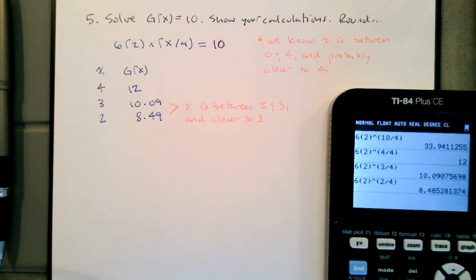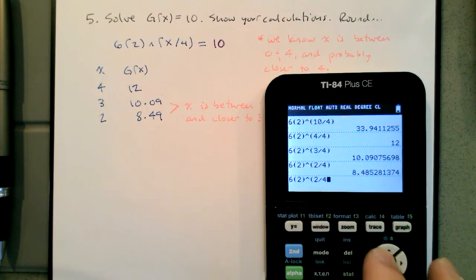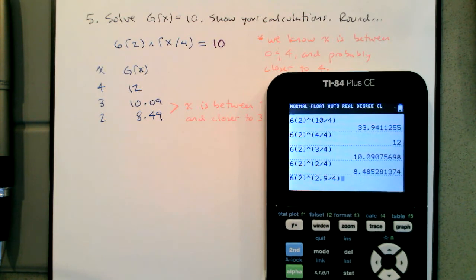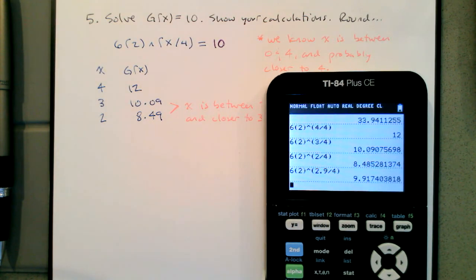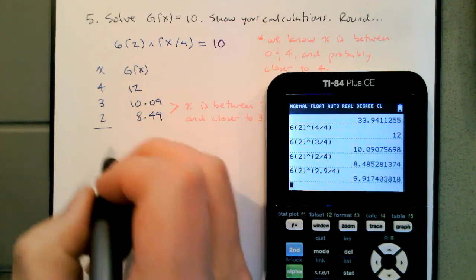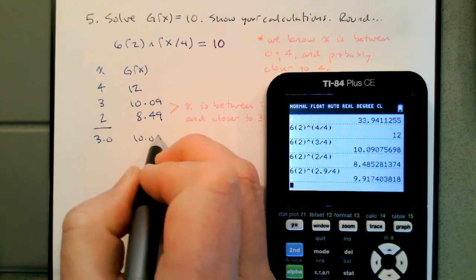So now I've got x between 2 and 3, and it's closer to 3. So it's going to be 2 point something. I'm going to try very close to 3. I'm going to start with 2.9 divided by 4, and I get something less than 10. So at 3.0, I'm just going to repeat down here. This is us going for the integer part. At 3.0, we get 10.09.